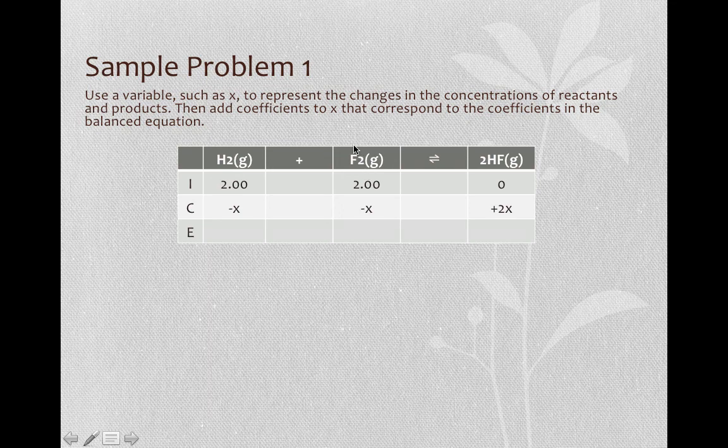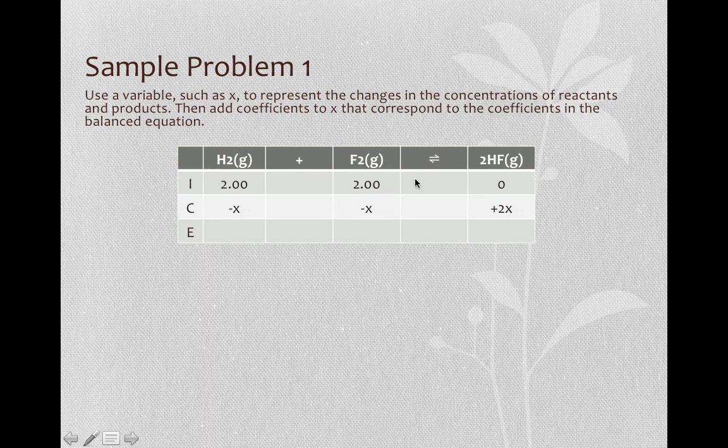So the only direction that this reaction can go is to start to form products. That means that the concentration of H2 and F2 is going to decrease, and the concentration of HF is going to increase. So we're going to choose a variable to indicate this change, because it's going to change proportionally based on the coefficients in our balanced equation.